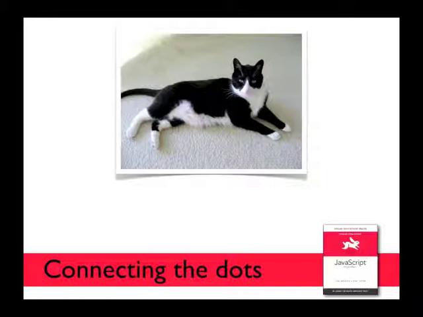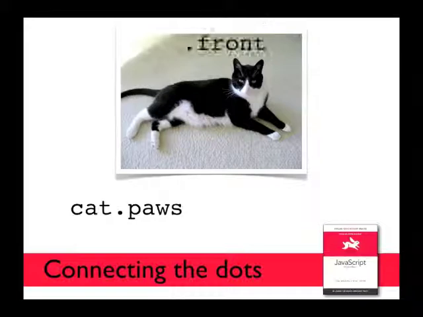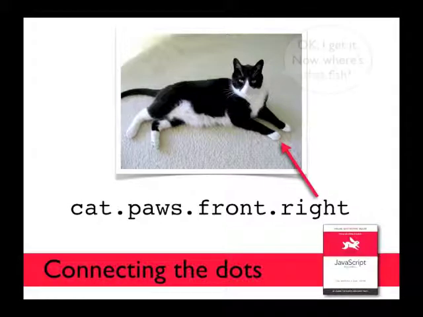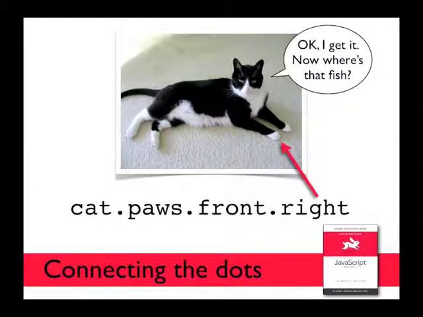So we begin with cat, we add paws, we specify front, and finally the right paw. So that's all you really need to know about dot syntax for now. And if you'll excuse me, I've got somewhere to be.